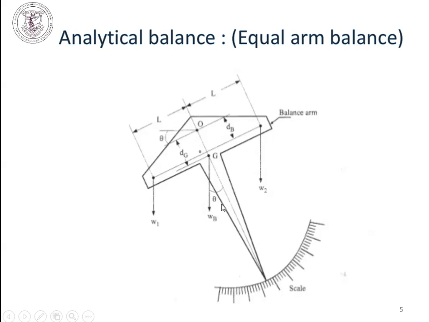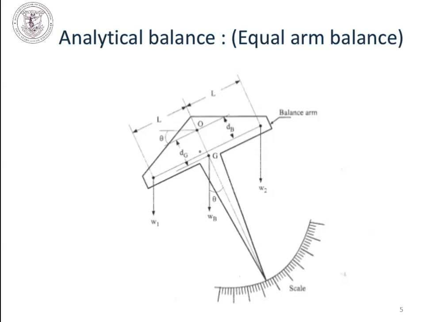WP is the weight of the pointer. We can also see some notations as dB and dg. dB is the distance from the point O to the weight where it has been hinged, and dg is the distance between the point O and the point where gravity acts. L is the distance from one end of the balance arm, where W1 hangs, to the other end, where W2 hangs.